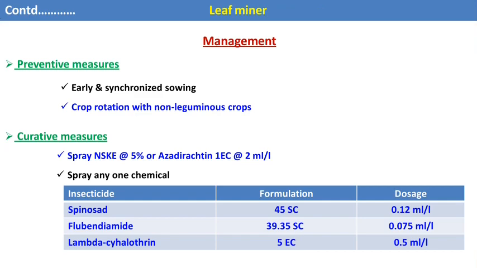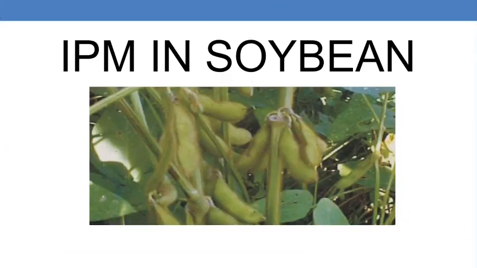For the management, crop rotation with a non-leguminous crop, then spraying botanical insecticides like NSKE and azadirachtin, then spinosad, flubendiamide and lambda-cyhalothrin are the recommended insecticides against the leaf miner in the soybean crop.